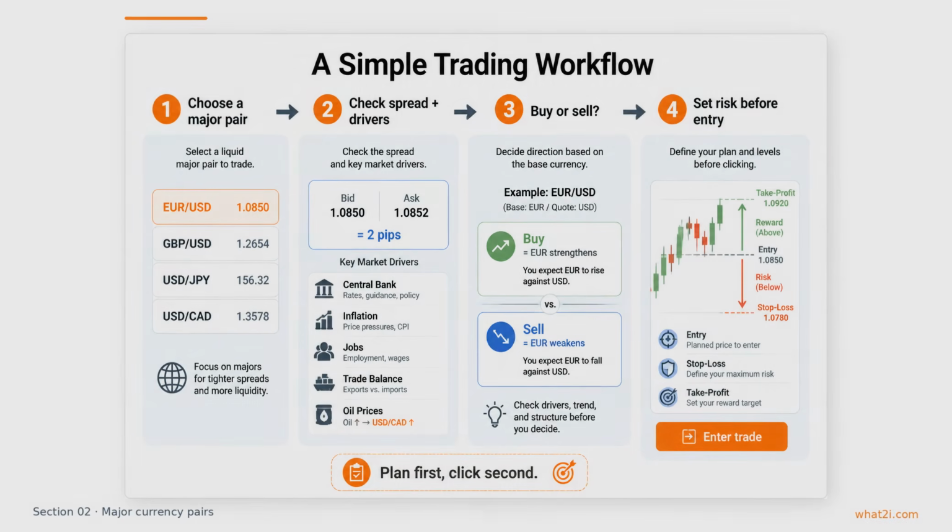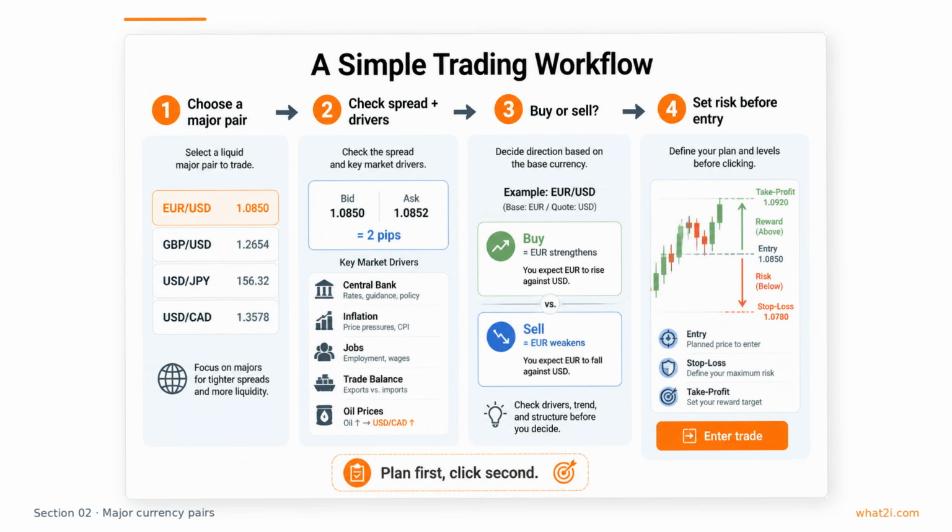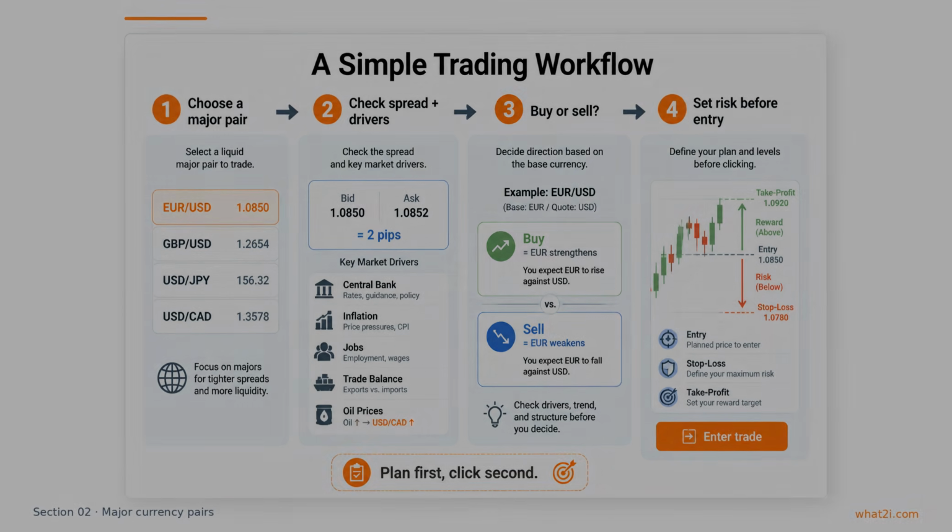A simple workflow helps keep major pair trading clear and disciplined. First, choose a pair you understand or are actively following. Then check the spread and identify the main market drivers, such as central bank policy, inflation data, or growth expectations. After that, decide whether to buy or sell based on what you expect the base currency to do relative to the quote currency. Finally, set your stop loss and take profit before entering the trade. That structure helps separate analysis, execution, and risk control instead of mixing them together in the heat of the moment.